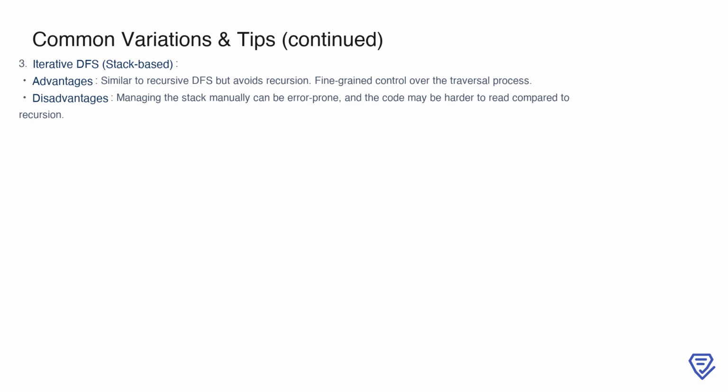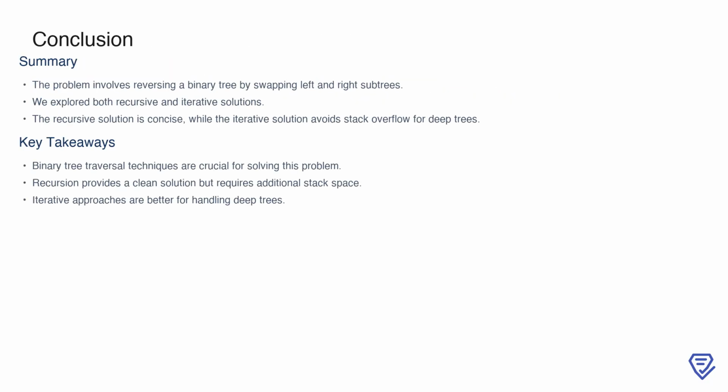While each approach has its pros and cons, selecting the right one often depends on the constraints of the problem, the size and structure of the tree, and the resources available. Understanding these trade-offs will not only help you solve the problem efficiently but also demonstrate your ability to make informed decisions during interviews. Great job reviewing the invert binary tree problem. We covered the recursive and iterative approaches, along with their trade-offs in terms of simplicity and space usage.